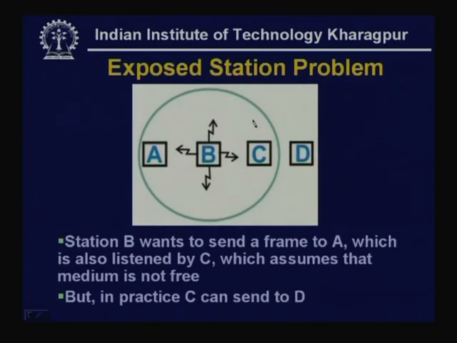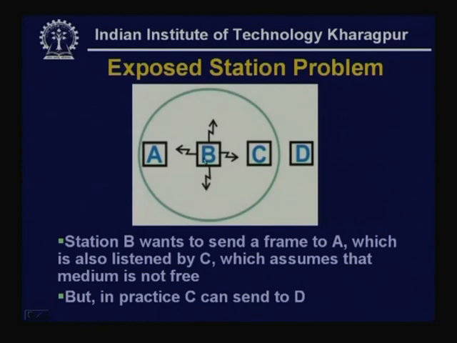The other problem is known as the exposed station problem. Here, as you can see, station B wants to send a frame to A, which is also listened to by C. That means both C and A are within the range of B. As a result, whenever B transmits, both A and C will listen to it, and as a consequence C will decide that it is not able to transmit to D, because it will assume that the signal sent by B will also reach D and collision will occur. This is known as the exposed station problem.